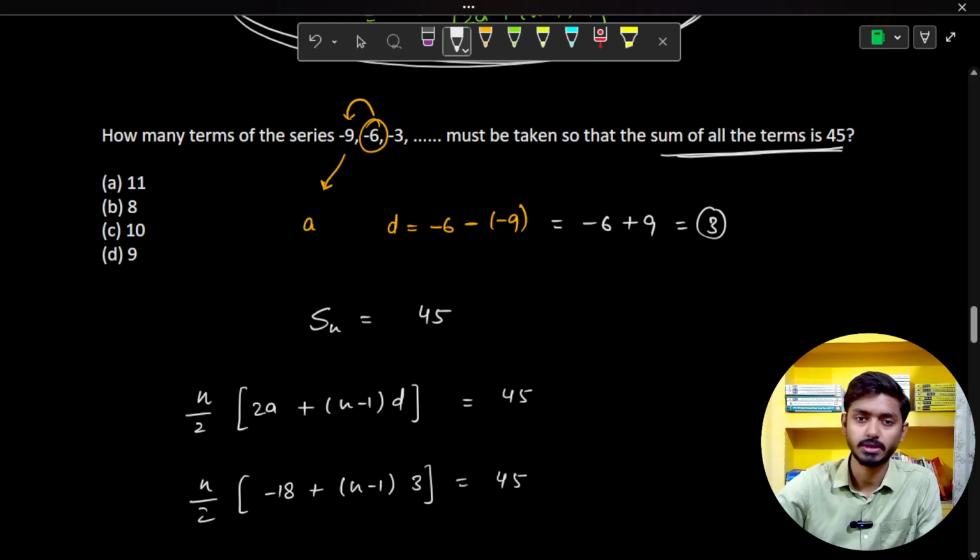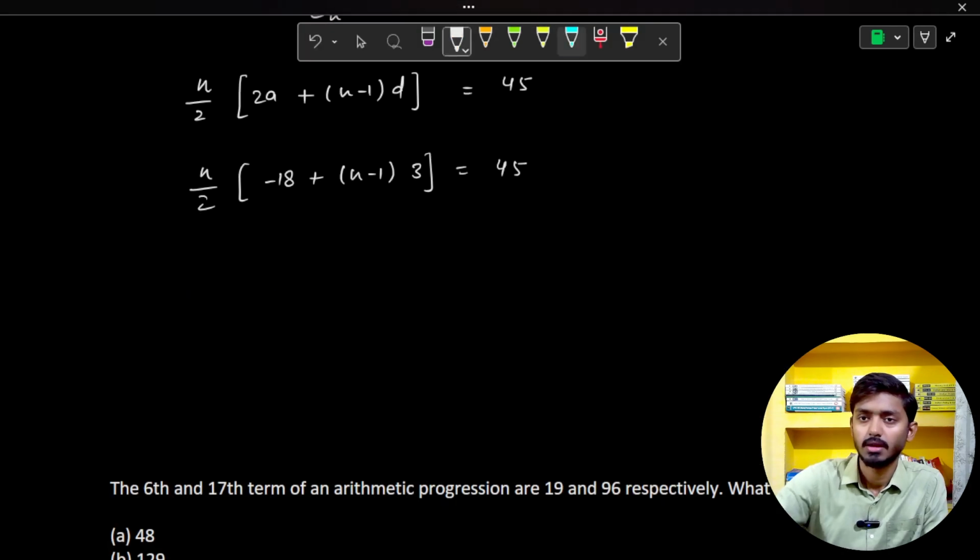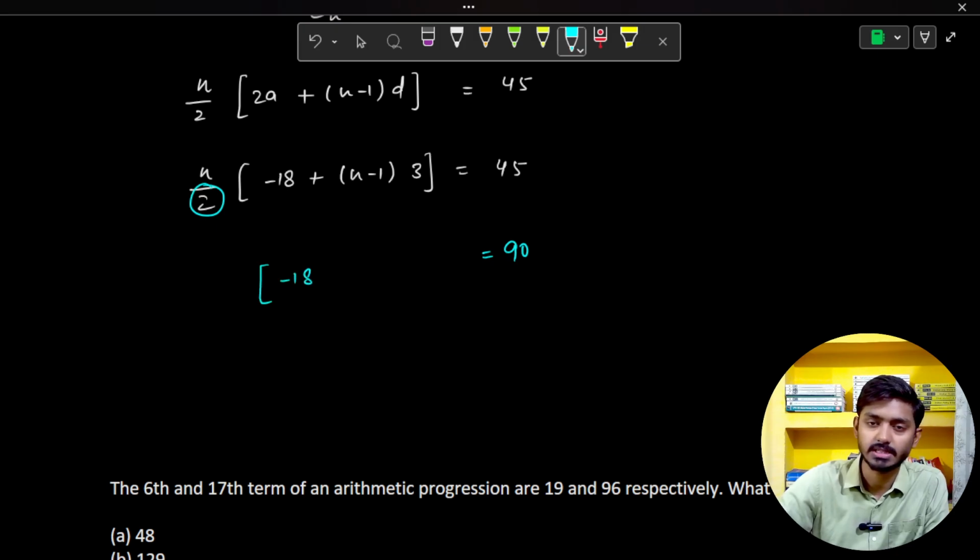Now what you can do is move this 2 to this side. This becomes 90. And let me write this as n times (minus 18 plus (n minus 1) times 3). Well, we can divide the entire thing by 3. This becomes 30, this gets cancelled, and this becomes minus 6. N anyway is present over here. If we solve this, we get n times (n minus 7). N is over here. This is 30.